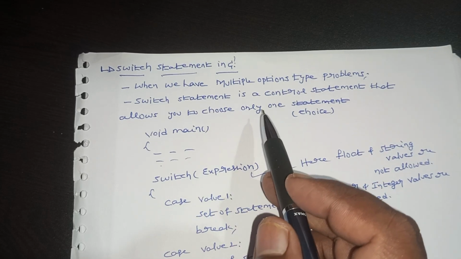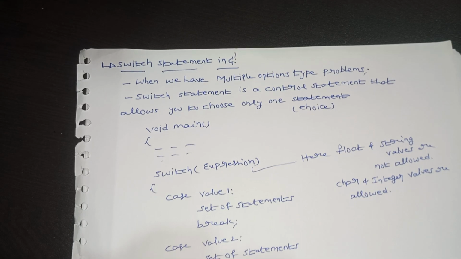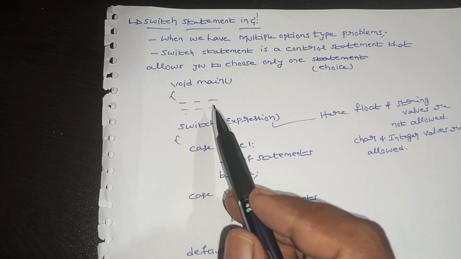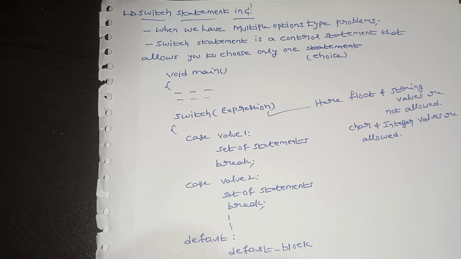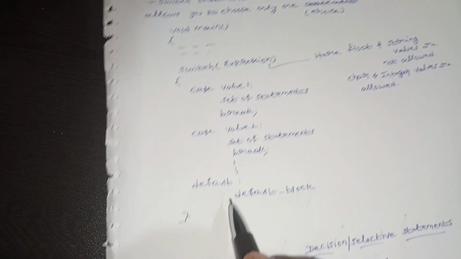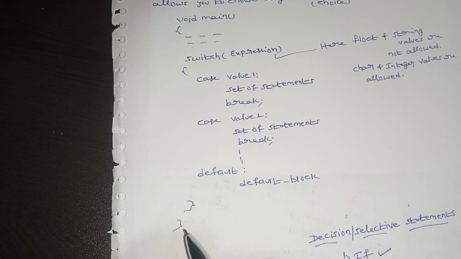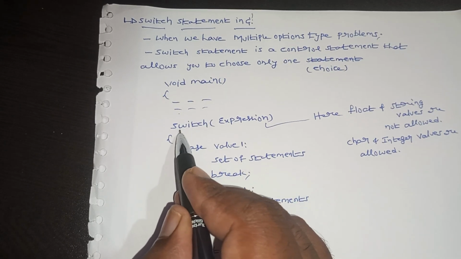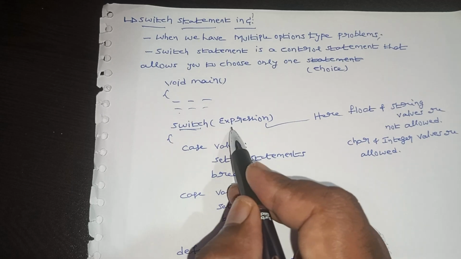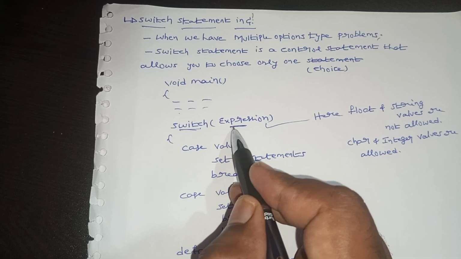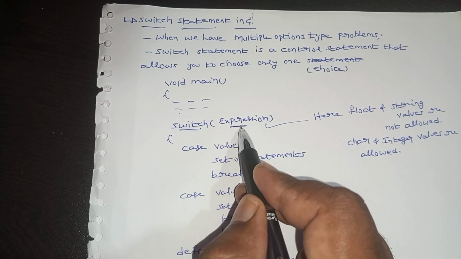This theory I'll explain with an example. It is very easy to understand. First I'm explaining the theory. In the main program you have to write this switch statement. We have to use the keyword called switch. This is an expression. This may be an integer, this may be a character. So this expression must return an integer or a character.